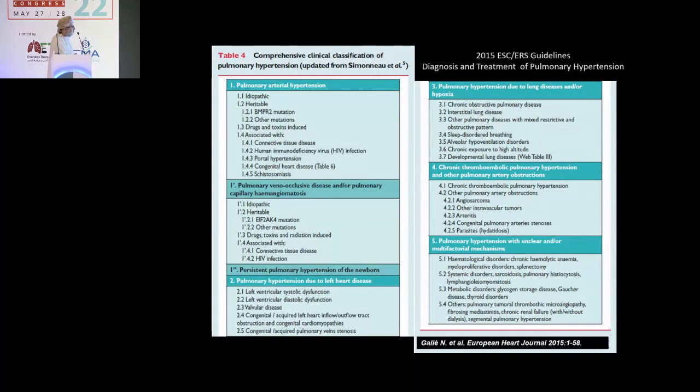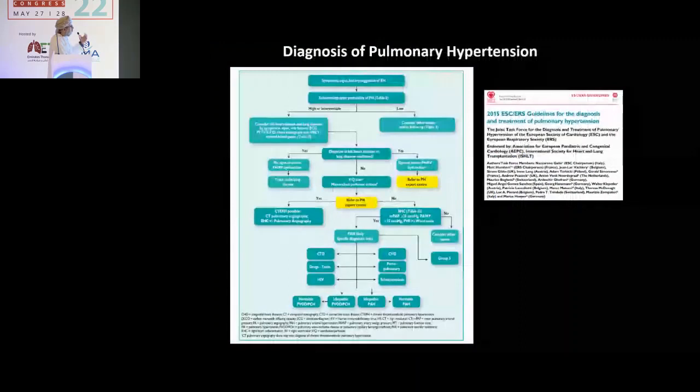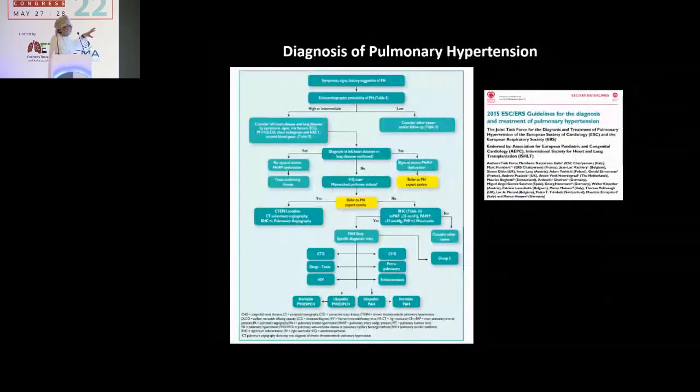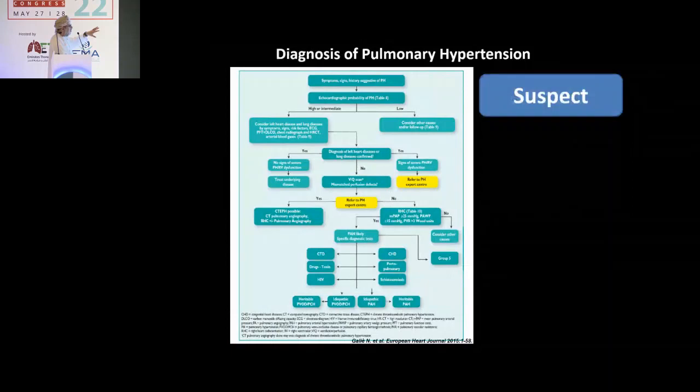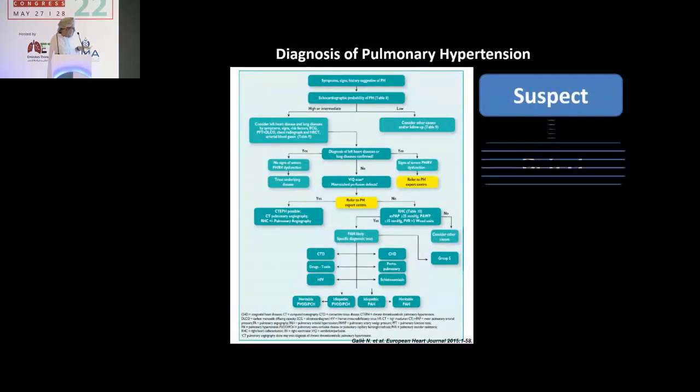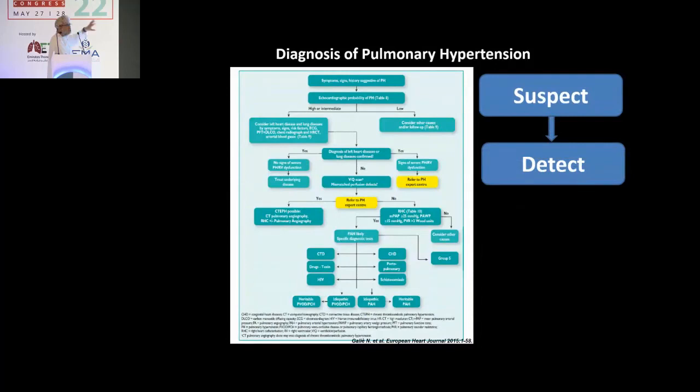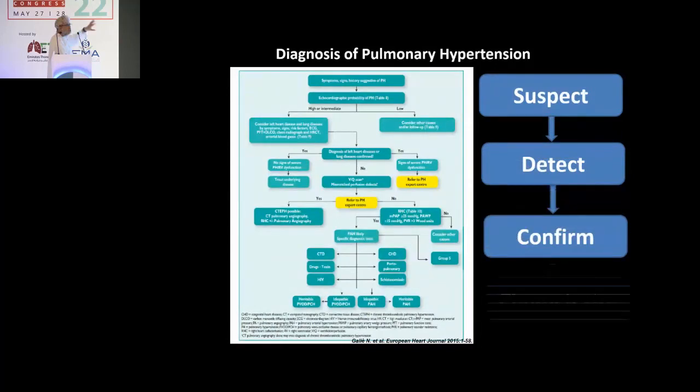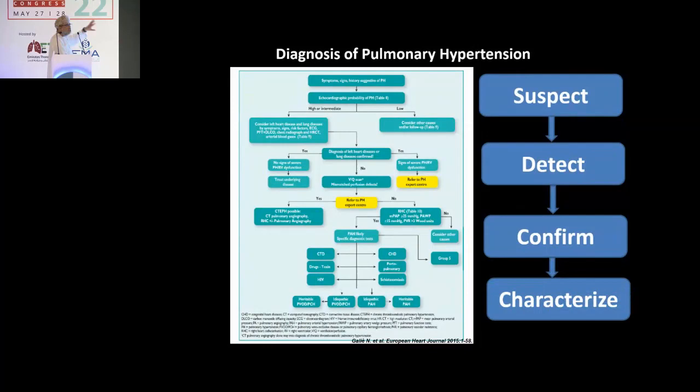So this is the algorithm we follow in pulmonary hypertension. This is based on 2015. It's not changed. Basically, this whole algorithm passes through 3-4 steps. So you suspect, and then you detect, and then you confirm it, and then you characterize to start the treatment.